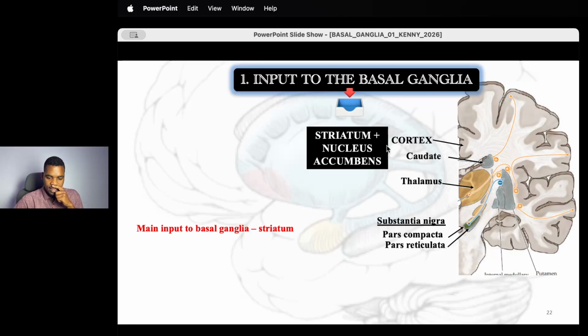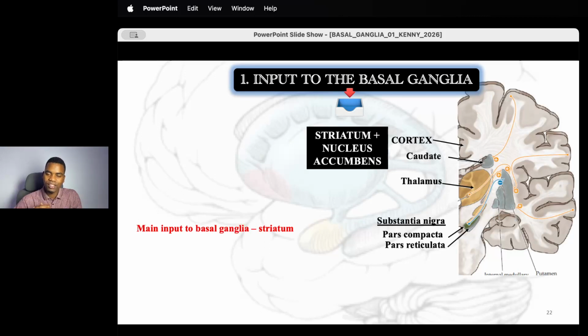Input to the basal ganglia: as we have already discussed, the main input gates to the basal ganglia are the striatum and the nucleus accumbens. That means if you want to go to the basal ganglia system, then you will have to encounter the striatum or the nucleus accumbens. But the main input to the basal ganglia is the striatum. What is the striatum made of? It's made up of putamen and caudate nucleus.